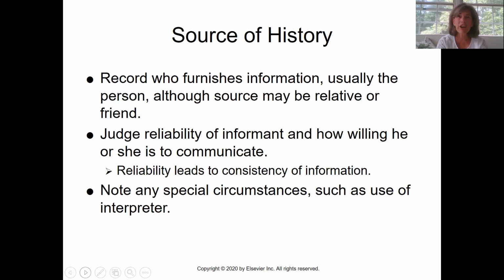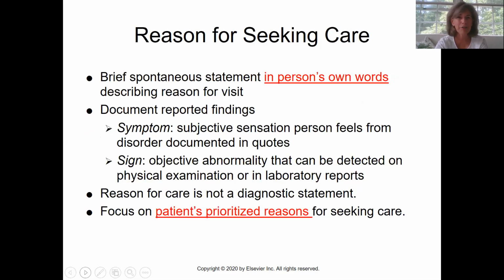Sometimes we run into this challenge with an older adult. Say a family member from out of town comes in and is giving you information that may be less reliable than an older adult who actually lives with a family member. That person might have more nuanced details about the individual's health. So be thinking about the reliability and credibility of the person who's providing the information. And usually we note those circumstances in the record.